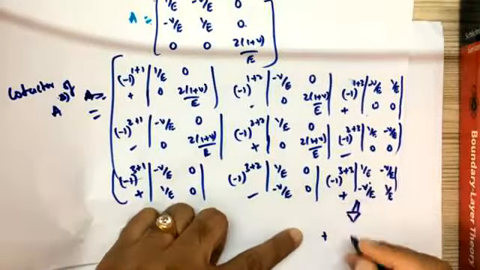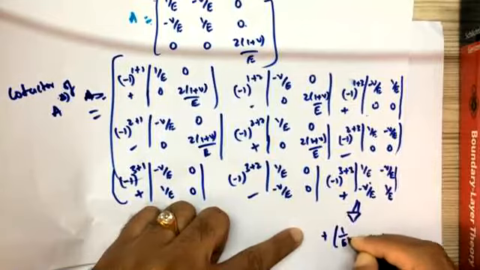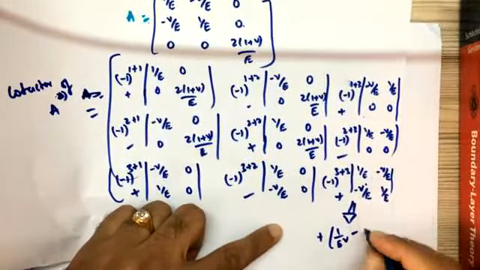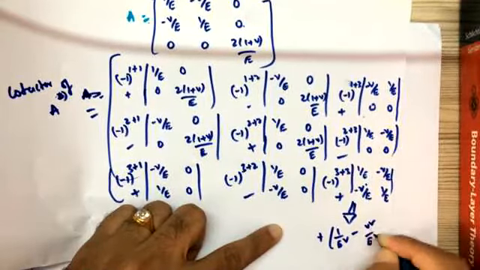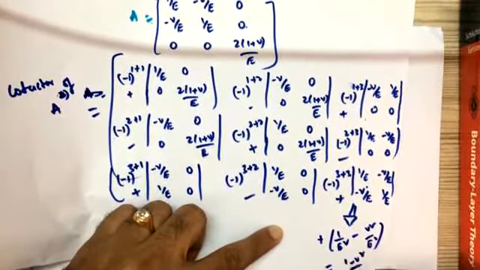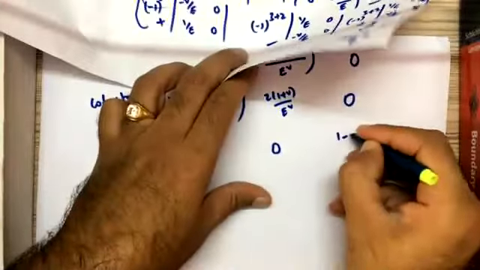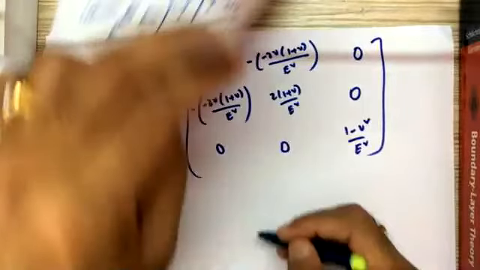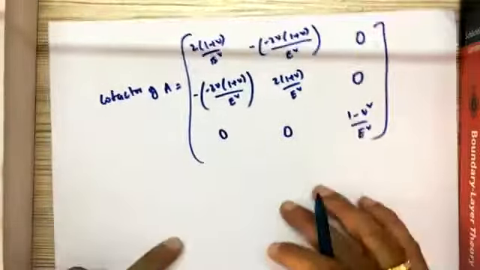So what you'll get, that 1 by e square minus nu by e into minus nu by e, that is nu square by e square. So what you'll get? 1 minus nu square by e square. So here I can write 1 minus nu square by e square. So this is your cofactor matrix.